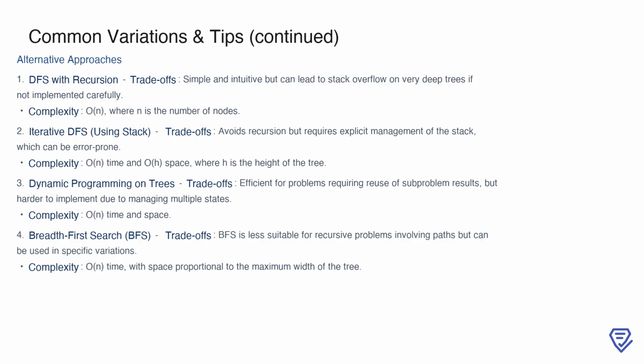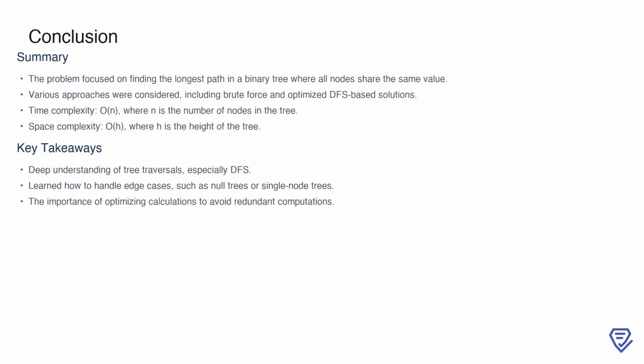Each approach has its trade-offs, so it's important to choose the one that best fits the problem constraints and your implementation comfort level. Great job making it to the end. In this session, we tackled the longest Univalue path problem and reviewed efficient strategies like DFS to solve it. We covered key takeaways, including optimizing for time and space complexity in tree problems. Remember to practice similar problems to solidify your skills.